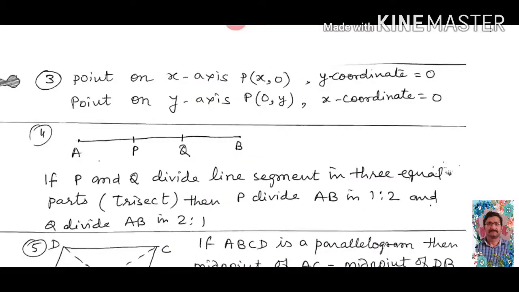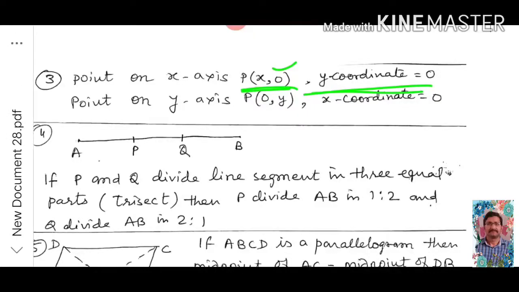Look here, sometimes in a question you are given a point on the x-axis. You can suppose the point on the x-axis is P, with P being x comma 0, where you can see the y coordinate is 0. So a point on the x-axis means you take the y coordinate as 0. And a point on the y-axis means P is 0 comma y, where the x coordinate is 0. This is a very important concept that we can use.